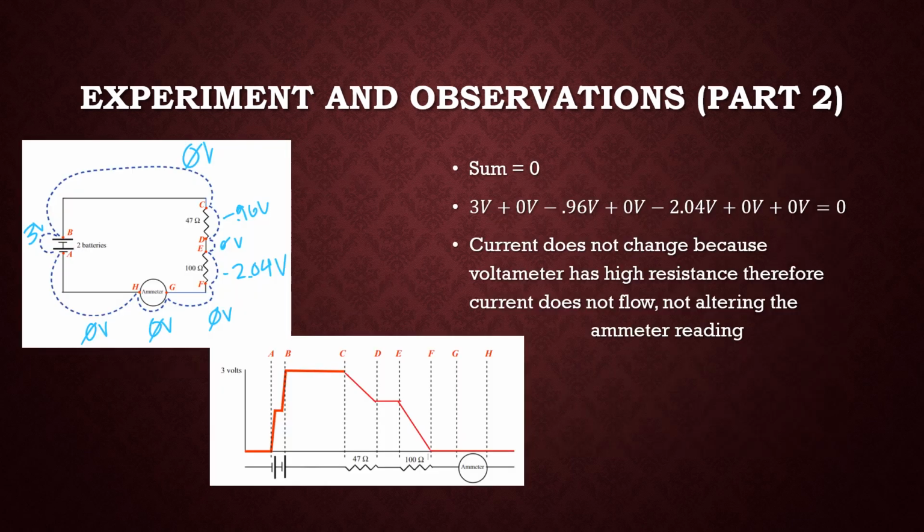Reading the voltage at different points in the circuit led to different voltages noted. However, as expected from the loop rule, delta V across the entire circuit is 0 volts regardless of there being different readings at different locations. We can also see that current does not change because the voltmeter has high resistance, therefore current does not flow, not altering the ammeter reading that we got before, which was 0.